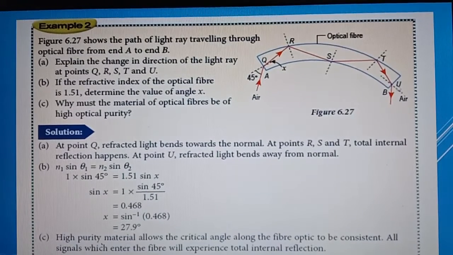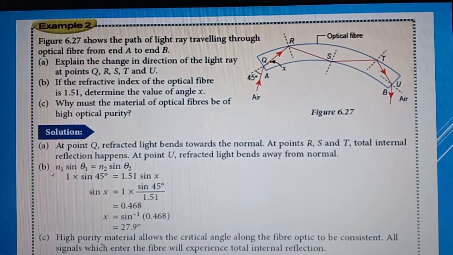At points R, S, T, total internal reflection occurs. At point U, coming out from the glass to air, it refracts away from the normal. Okay. B, if the refractive index of the optical fiber is 1.51, determine the value of angle X. This is the angle of refraction.